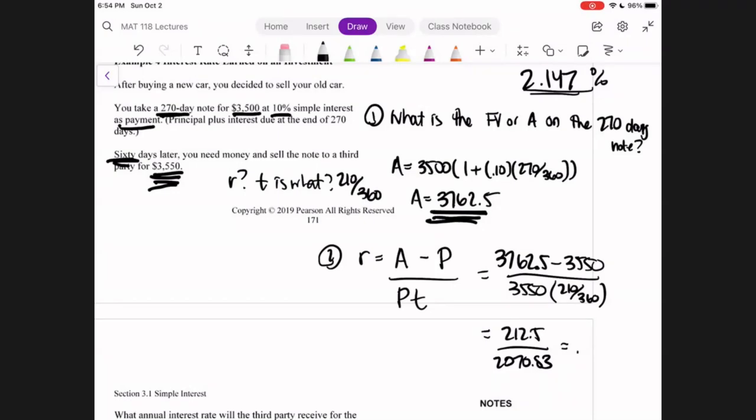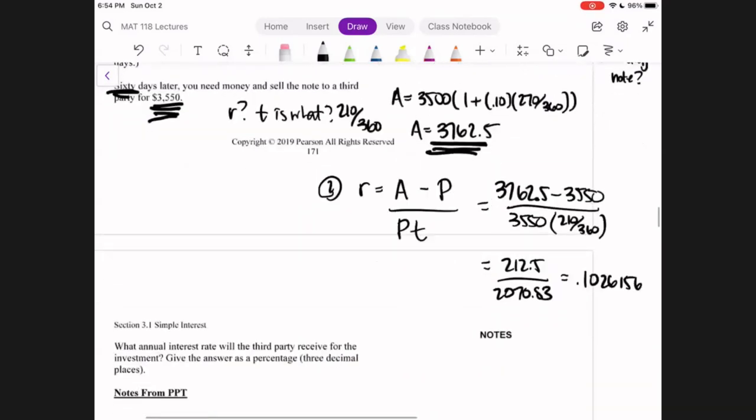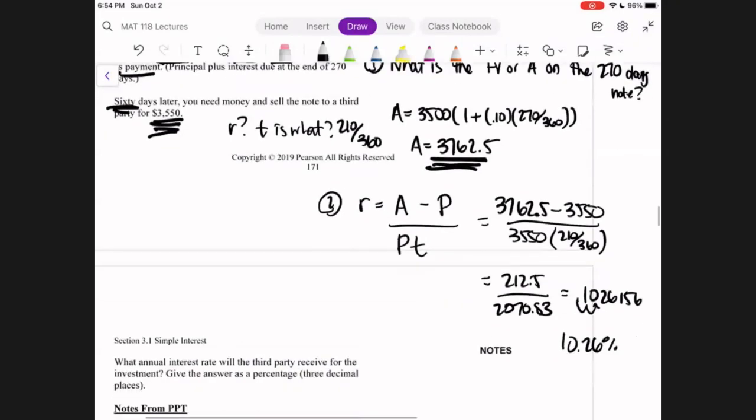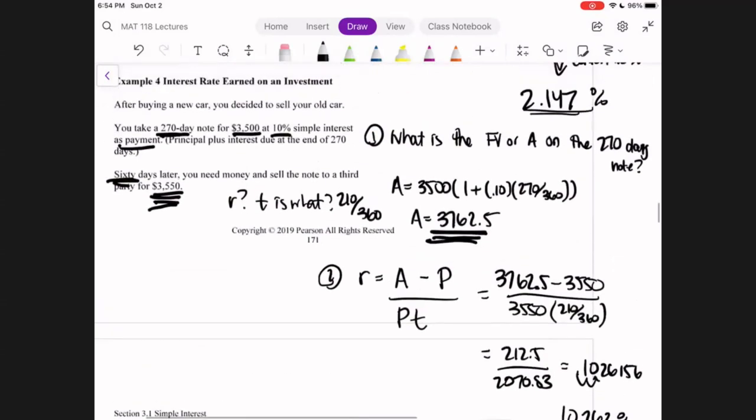So we divide them, we get 0.102615. And then I need to move it 2 places over. So I get 10.26%. So that is the new rate. This says to 3 decimal places, so I'll erase that percent sign and add another decimal place. So you see that this third party, the rate went up a little bit above the original. Okay.